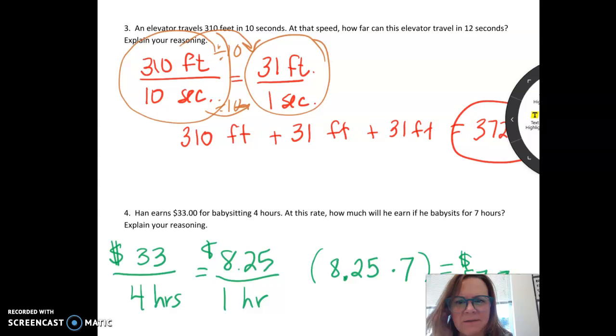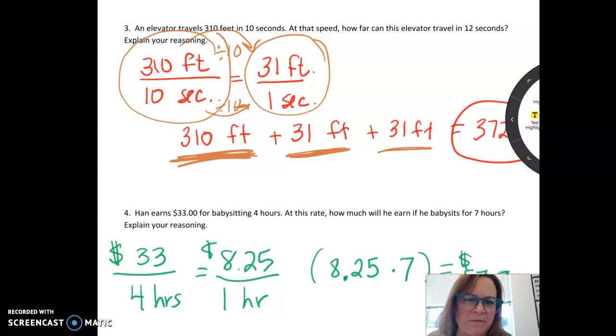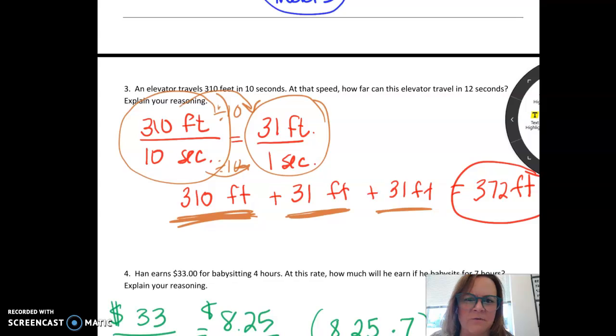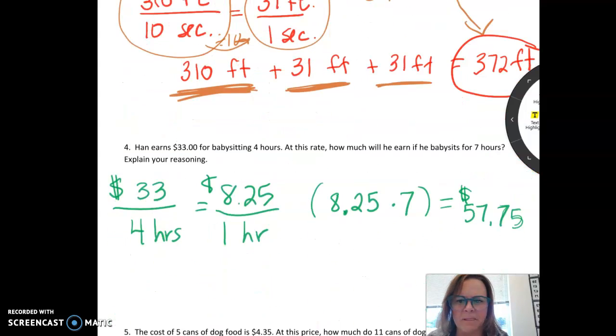And so then what I did is I took the 10 seconds, plus one more second, that's 11 seconds, plus one more second, and that's 12 seconds to get 372 feet. You could have also just done 31 times 12, and you got the same answer.